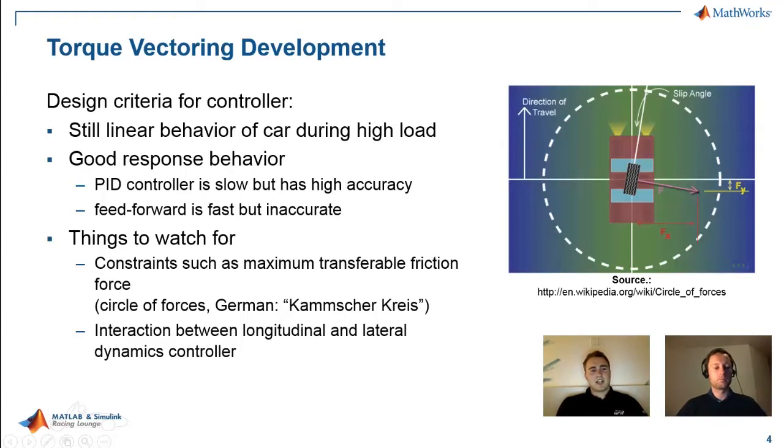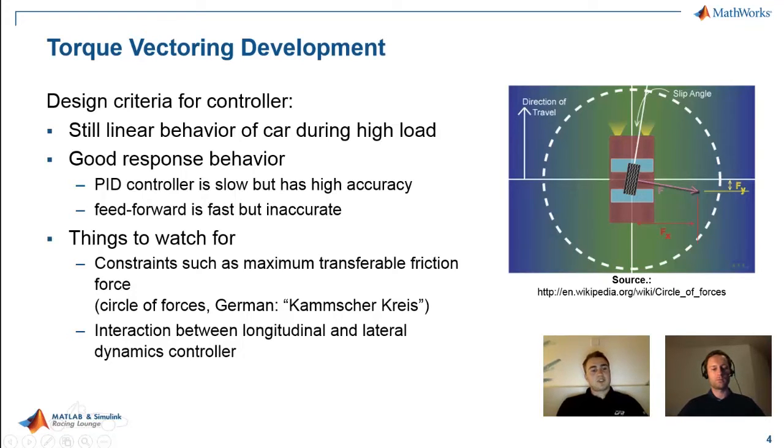So, what you have to keep in mind is that the PID controller is not the fastest controller, but has a pretty high accuracy. So you need on one hand the PID controller, but on the other hand you need a fast feed forward, which is much faster than the PID controller, but is not as accurate. So combining two structures together, you have an optimal controller structure.